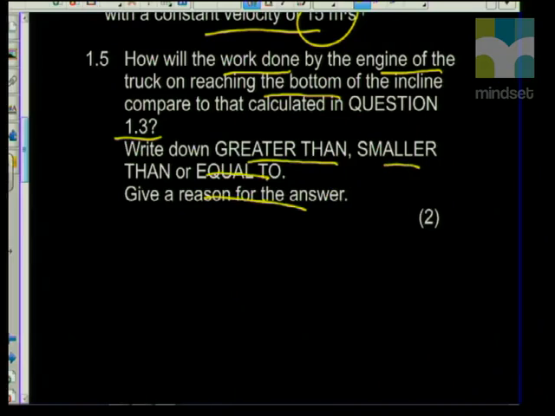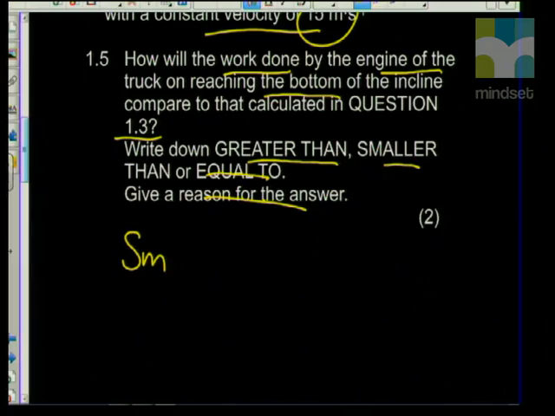So think about it. Is the truck going to do more or less work, or is it going to do the same amount of work? Well, guys, it's going to do a smaller amount.